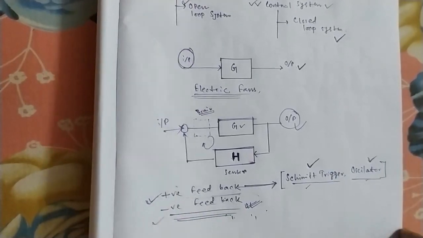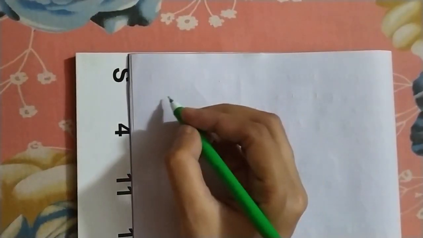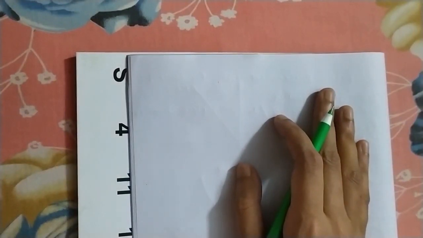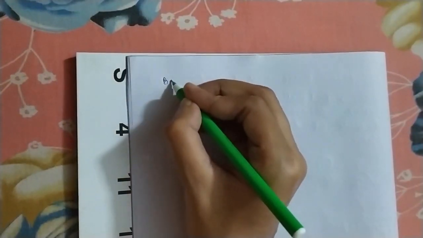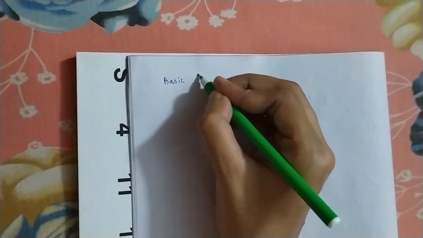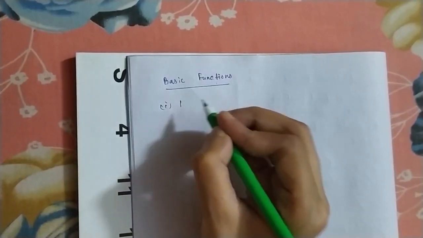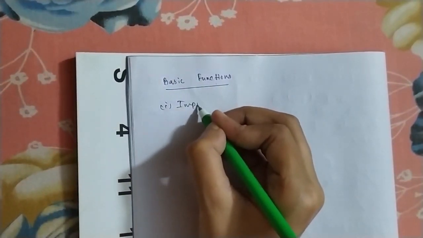Now I will tell you about some basic functions which we will use in our control system. We will give these functions as input to our system, and we will check how my output behaves. So, some basic functions. First of all, my basic function is the impulse function.